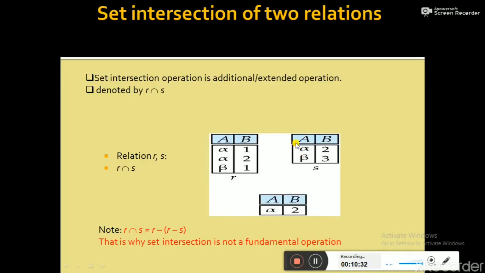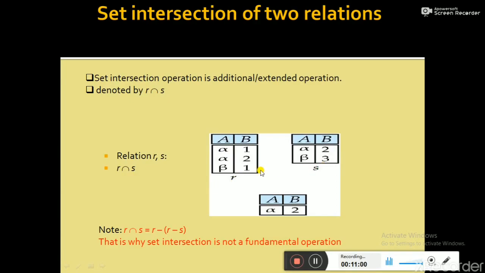And then next we are going to discuss the set intersection operation. The set intersection operation is not a fundamental operation, it is an additional or extended relational operation, and it is denoted by R intersection S. Now R is a relation, S is another relation, and this is the intersection sign. So take an example, suppose R is a relation, S is a relation.